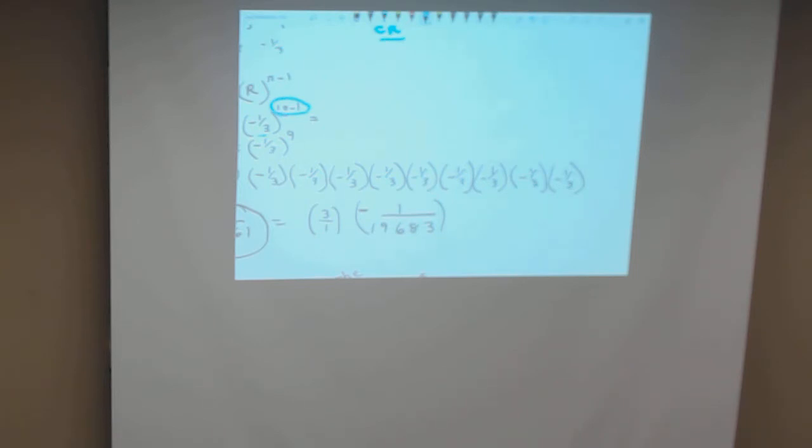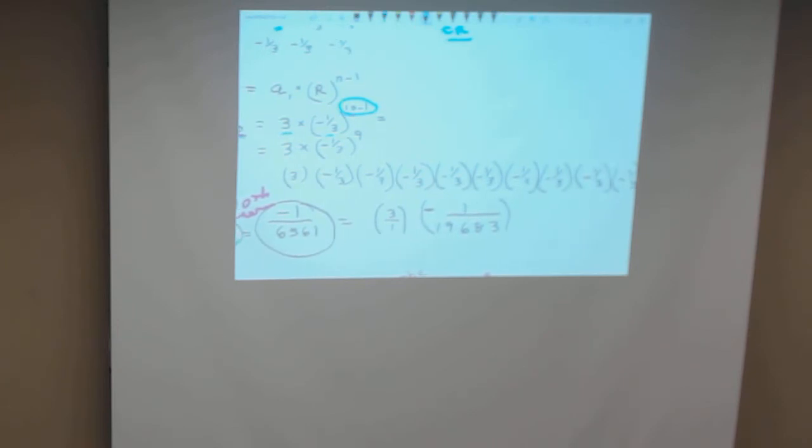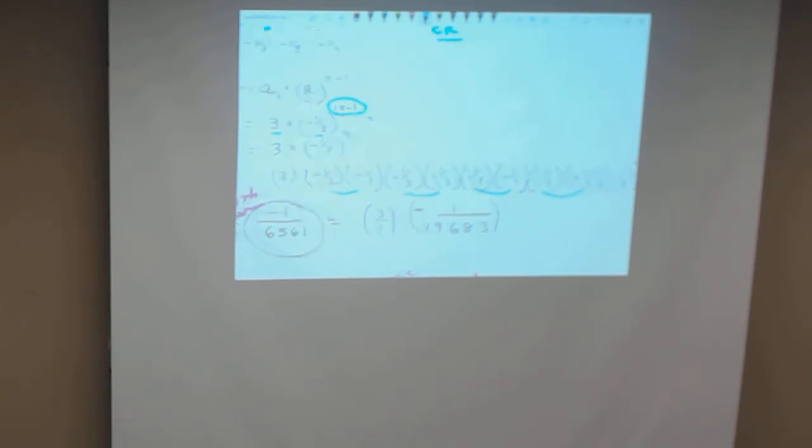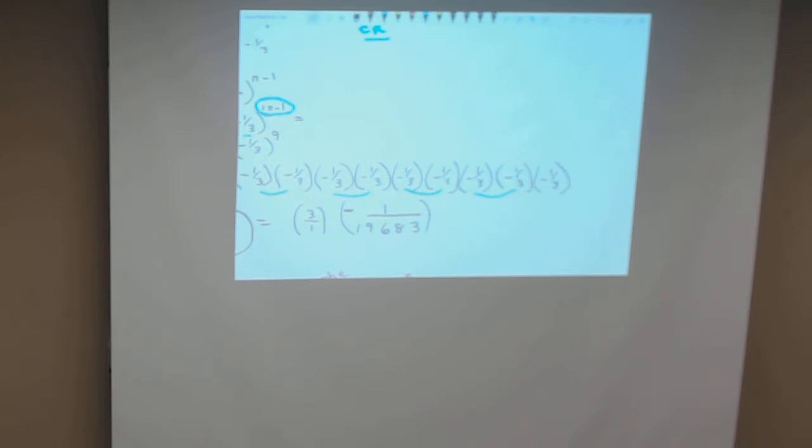And a negative to the 9th power would be, that's positive, that's positive, that's positive, that's positive, and then times that last one is going to make it negative. Everybody see that? When you have a negative number to an odd exponent, it's going to be negative. If you have a negative number to an even exponent, it's going to be positive.